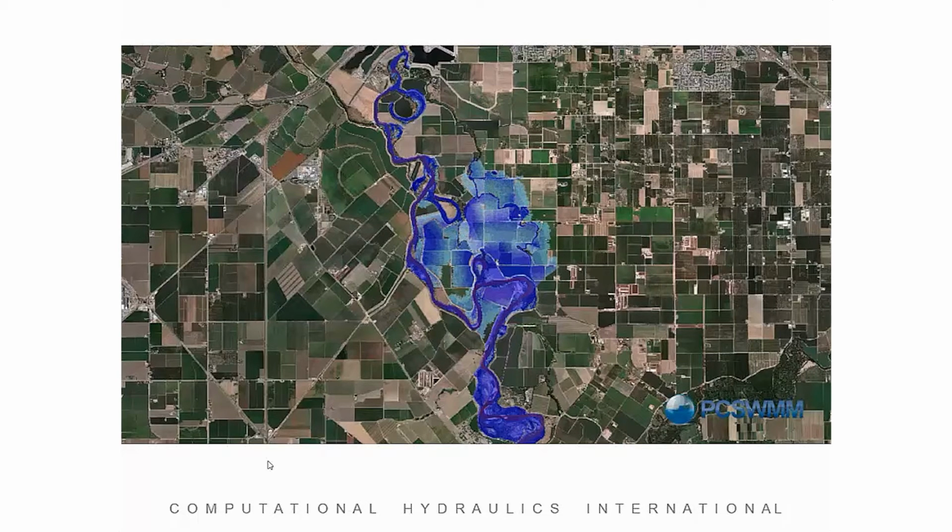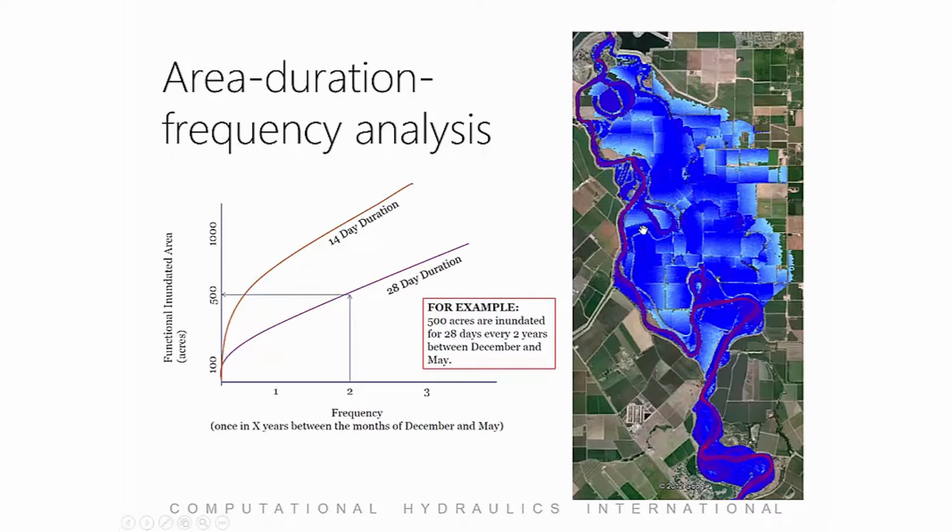And what we're interested in is the number of days that those floodwaters are on those fields, to see if it's long enough for those Chinook salmon to reach maturity. So once we ran the simulation, we were able to do an area duration frequency analysis to determine if the duration of time the flood flows were on the fields were sufficient for the Chinook salmon to reach maturity.